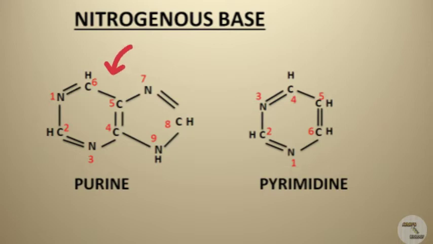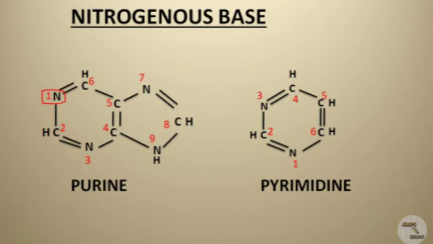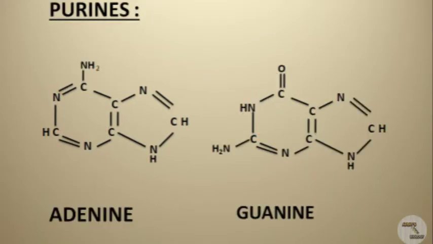This is the structure of purine and this is the structure of pyrimidine. Purines are 9-membered rings and pyrimidines are 6-membered rings. For pyrimidines, the numbering of atoms is started from here, and for purines, the numbering is started from here. Two different nitrogenous bases with a purine ring are found in both DNA and RNA, and these are adenine and guanine.